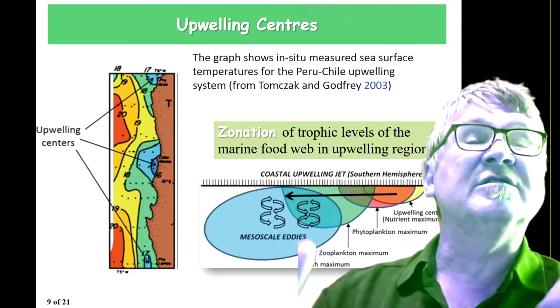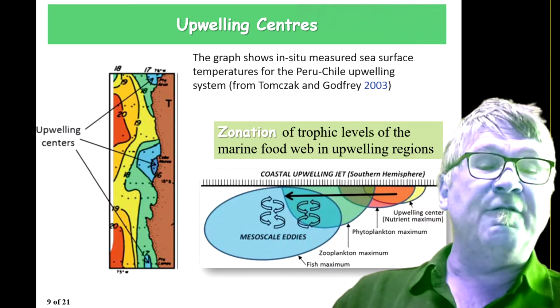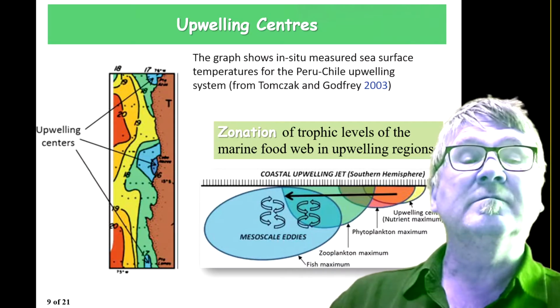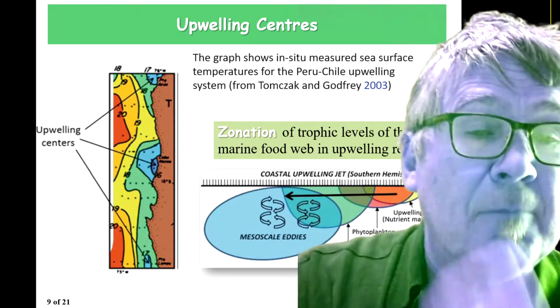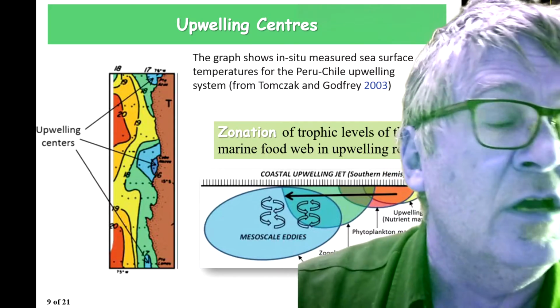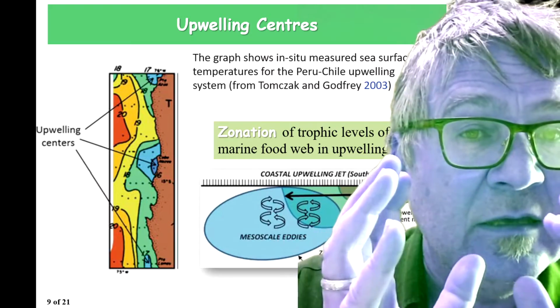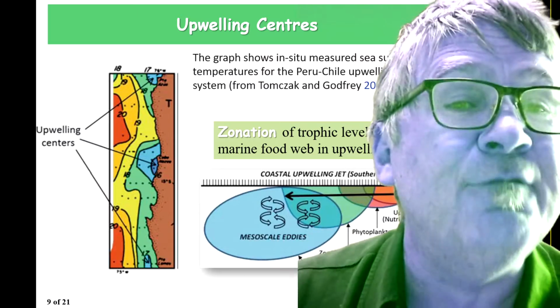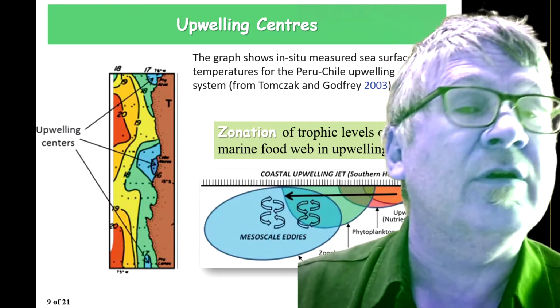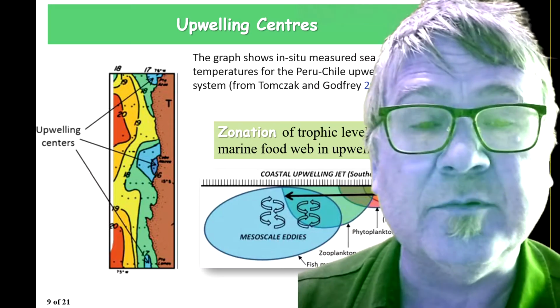And then you have mesoscale eddies and so on, creating a big zone where you actually have a fish maximum. Okay? So don't rush and go to these upwelling centers in order to catch fish. Use your brain and work out that the zones of high fish abundance are actually located downstream. And that's an important principle.